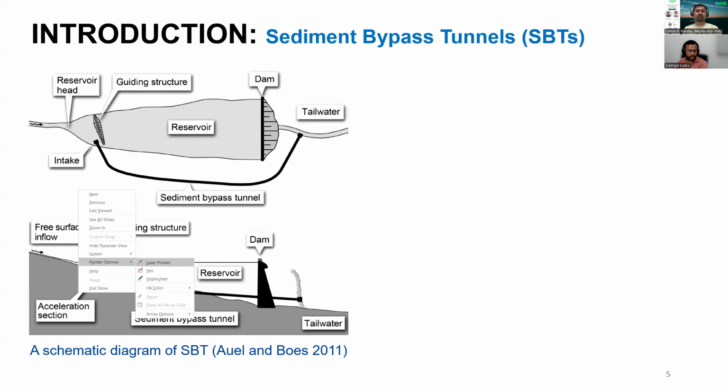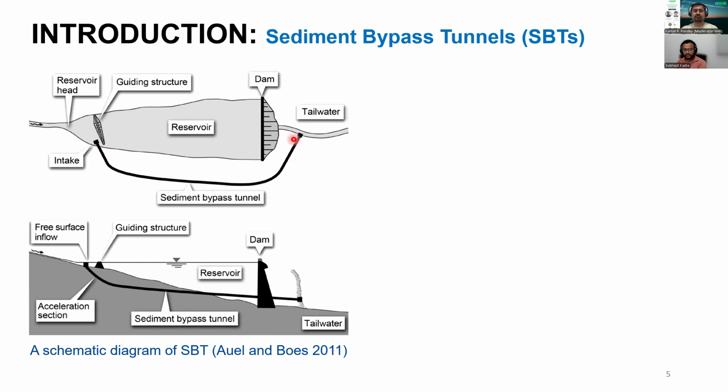Here you can see, in the upstream part of the reservoir, we have the intake structure and the guiding structure to divert the flow. Then the sediment-laden water is driven to the intake structure, and then the sediment-laden water returns back to the river in the downstream site.